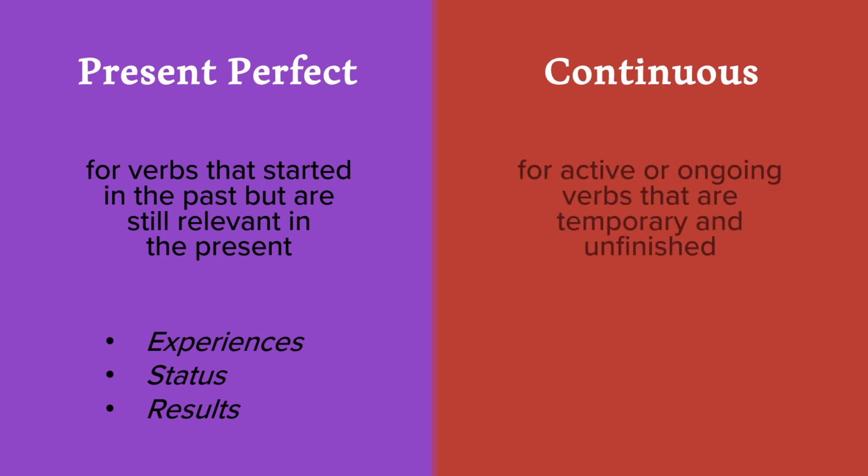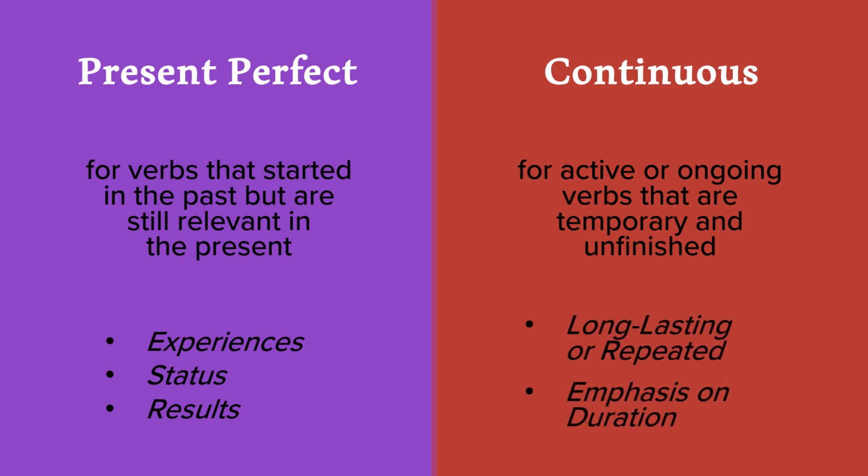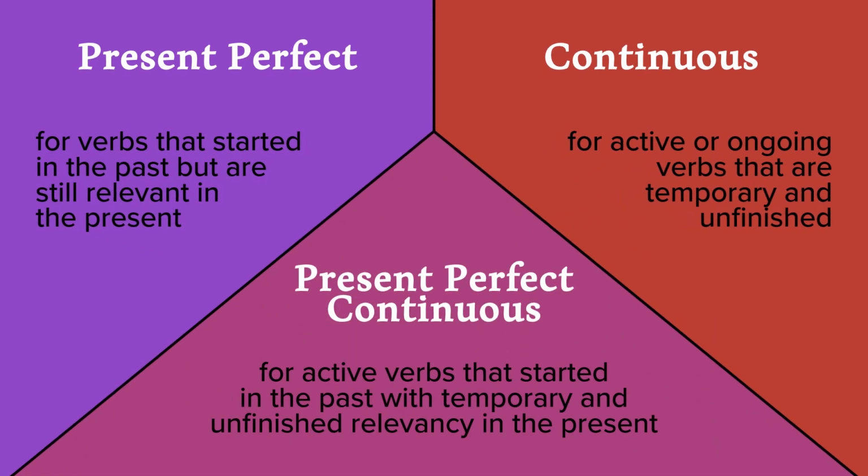Meanwhile, continuous is used for currently active or ongoing verbs that are temporary and unfinished. It's often used for long-lasting or repeated verbs, or to emphasize duration. Therefore, the present perfect continuous is used for active verbs that began in the past with a temporary and unfinished relevancy in the present. That's great in theory, but honestly it's still a mouthful, so let's break it down more.